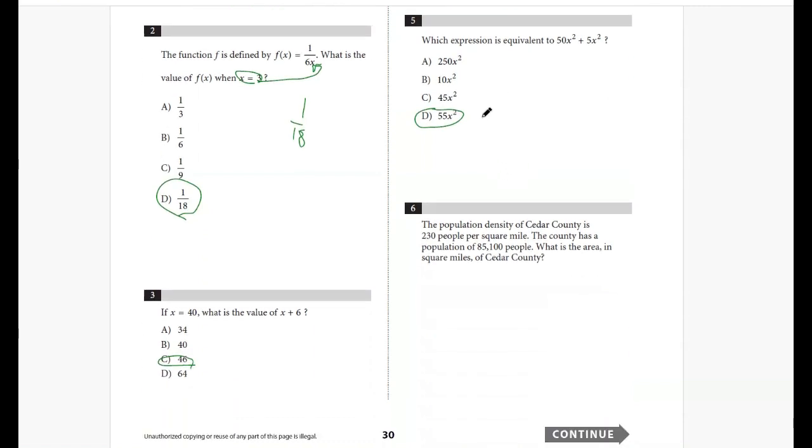The population density of Cedar County is 230 people per square mile. The county has a population of 85,100 people. What is the area in square miles of Cedar County? So what you've got to do is say that we have 85,100 people, and we have 230 people per 1 square mile. The units cancel out here. What's 85,100 divided by 230? That's 370.